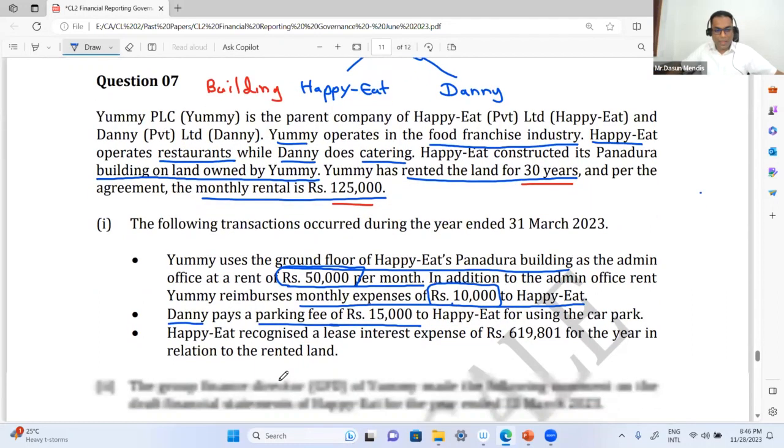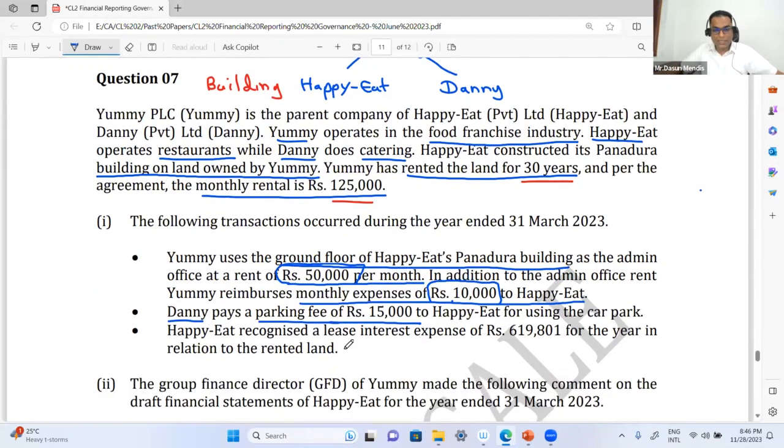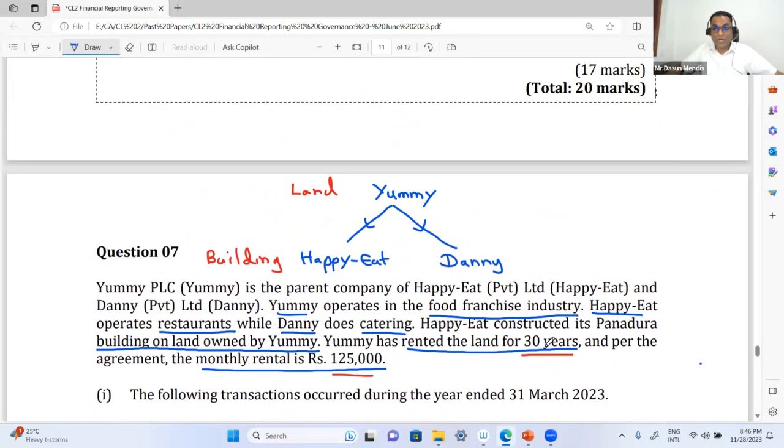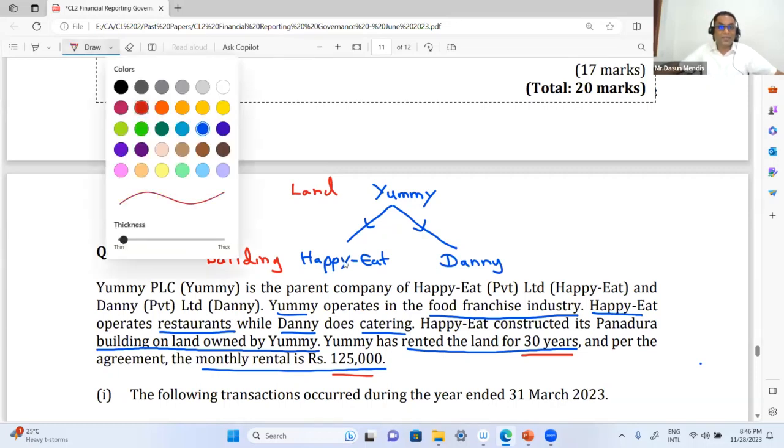Then Happy Eat recognized a lease interest expense of 619,801 for the year in relation to the leased land. Now, I hope you are aware, if you look at this transaction, parent company has a land, it was given to the subsidiary, that is Happy Eat, for a period of 30 years, where the monthly rental is 125,000. What is the standard that is applicable for this particular transaction? What is the standard? Can anyone tell me?